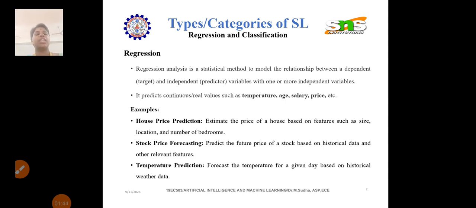The next example is temperature prediction. It forecasts the temperature for a given day based on historical weather data. That means, based upon the weather and how high the temperature is, the weather forecasting and temperature prediction will vary. So based upon those independent variables, the target dependent variable will vary. This is how the regression process is carried out.